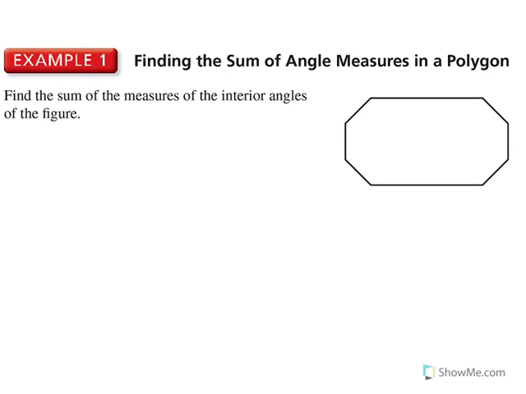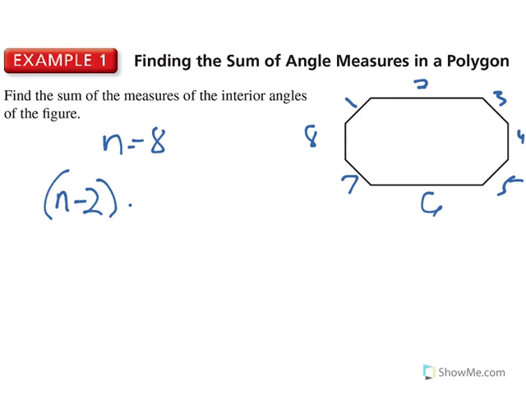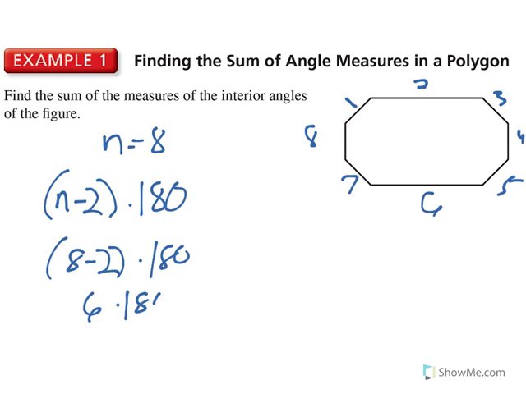So in this shape, I have 1, 2, 3, 4, 5, 6, 7, 8-sided figure. So my n is equal to 8. So all I do is use my formula. So I have n minus 2 times 180. My n is 8, so I have 8 minus 2 times 180 degrees. 8 minus 2 gives me 6 times 180, which gives me 1080 degrees.